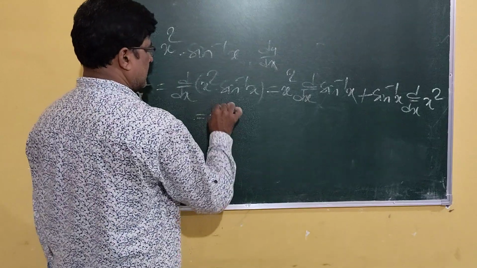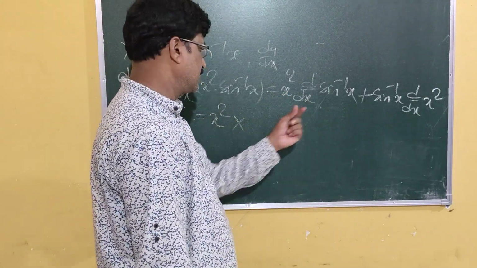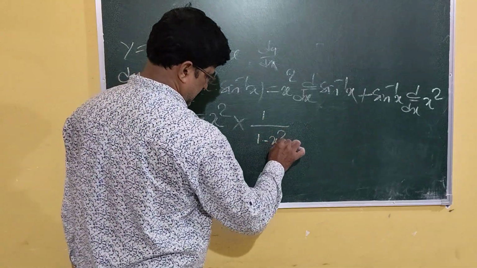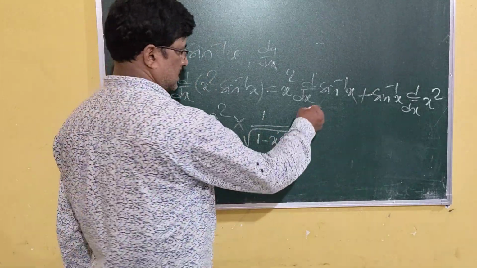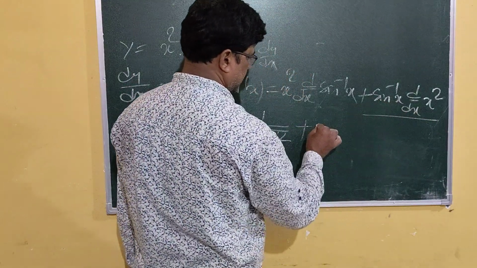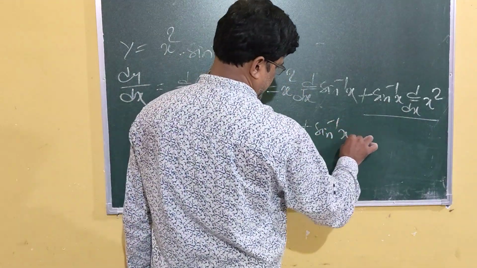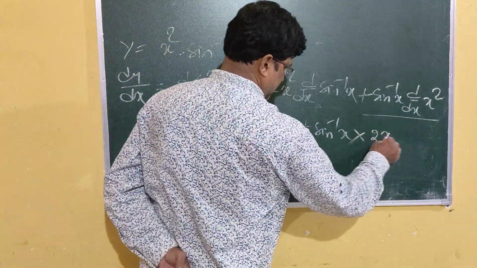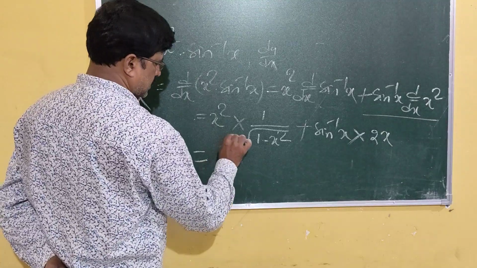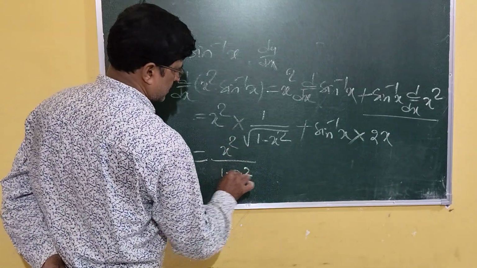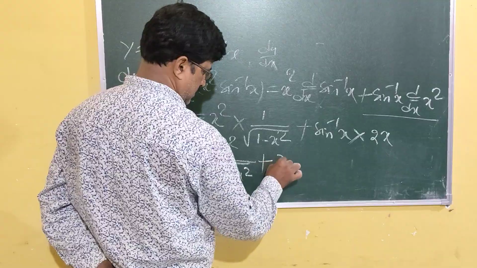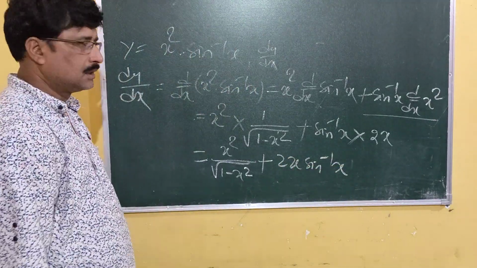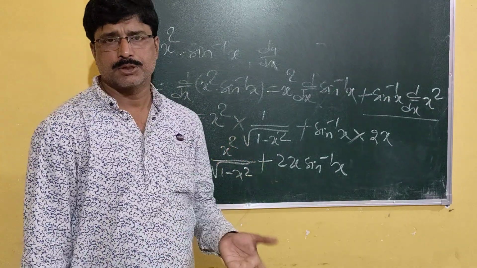Now x square stays, derivative of sine inverse x is 1 by root over 1 minus x square. Then sine inverse x into derivative of x square, that is 2x. So it becomes x square by root over 1 minus x square plus 2x sine inverse x. So this is one kind of inverse formula.